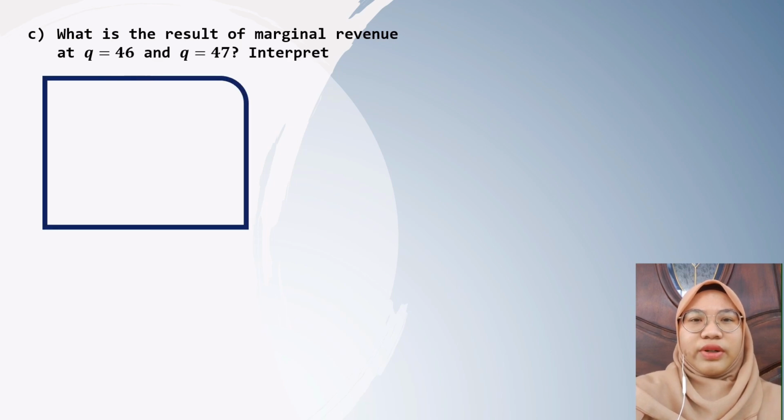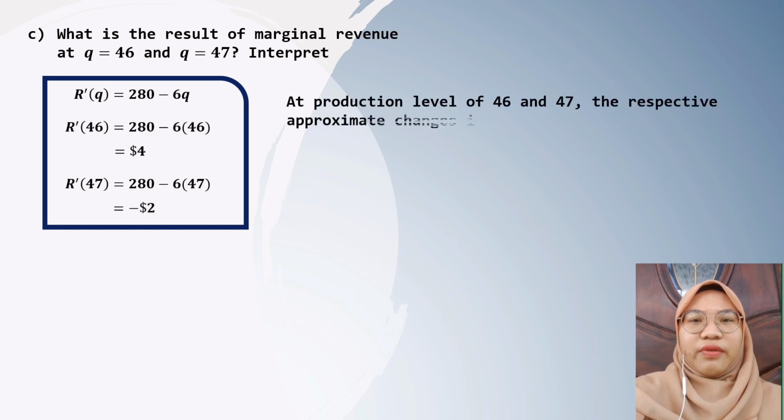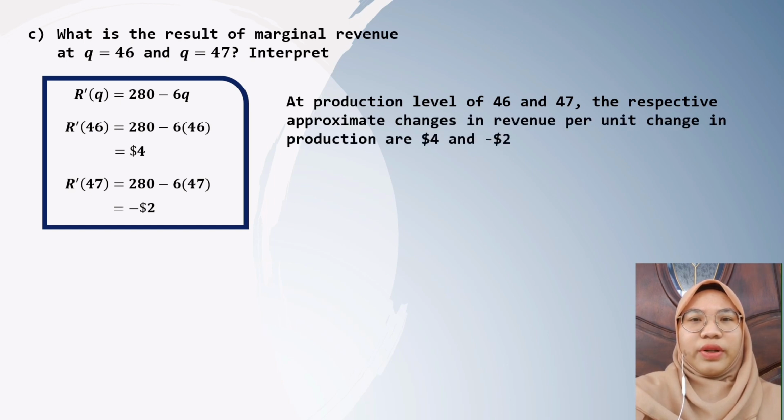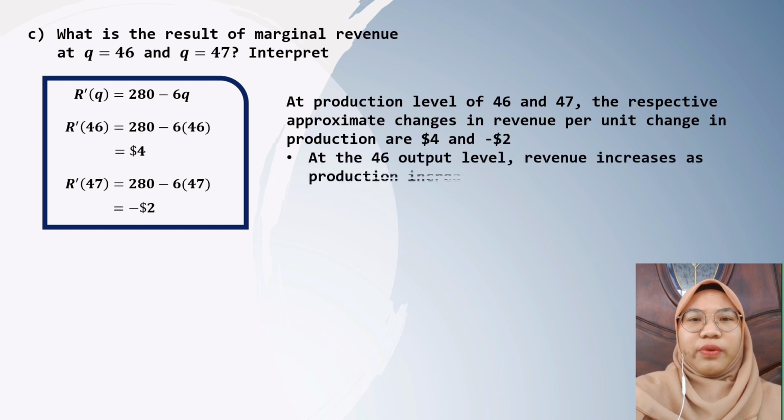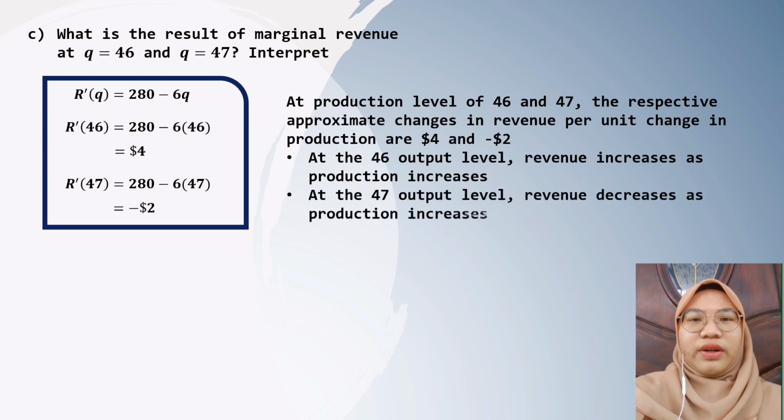For this question, we need to use the first derivative. At production levels of 46 and 47, the respective approximate change in revenue per unit change in production are $4 and negative $2. At the 46 output level, revenue increases as production increases. At the 47 output level, revenue decreases as production increases.